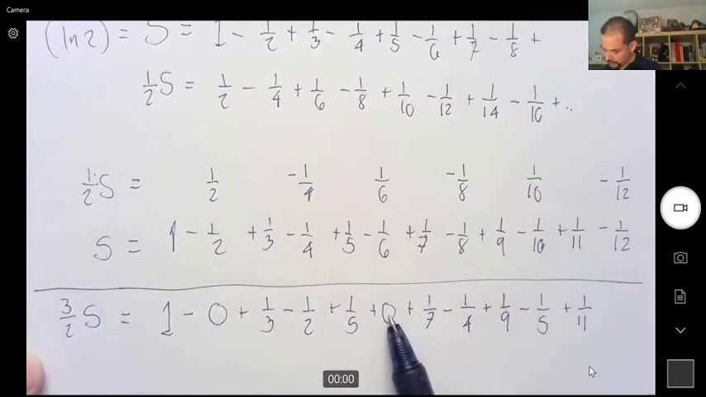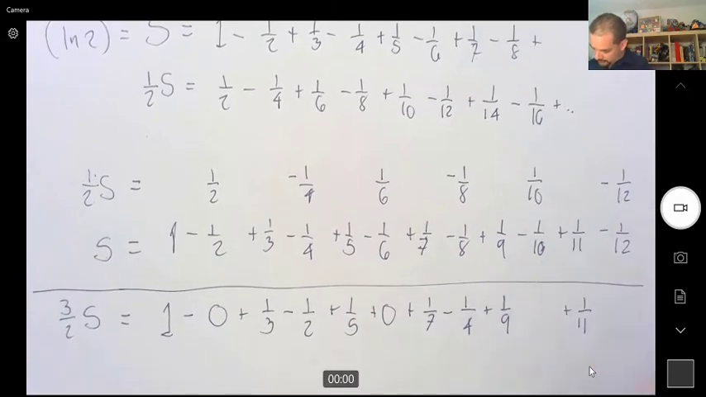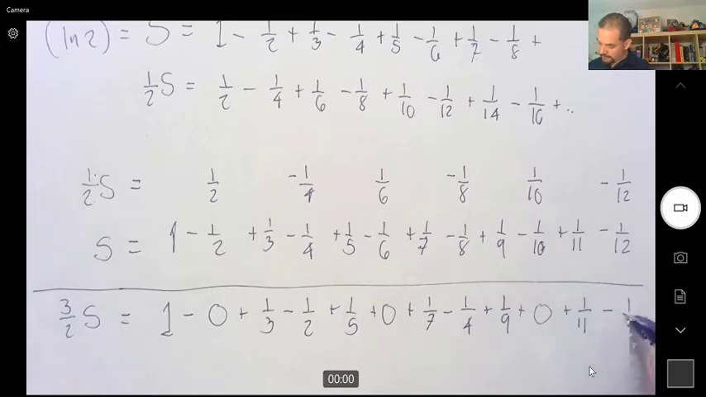That should have been 0, not 1/5. Yeah, thank you. Yes, that was exactly it, something looked odd. Thank you. And then this is negative 1/6. And it continues like that, right?